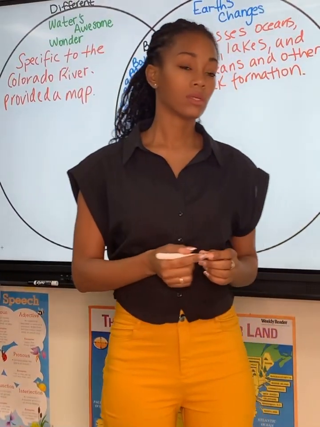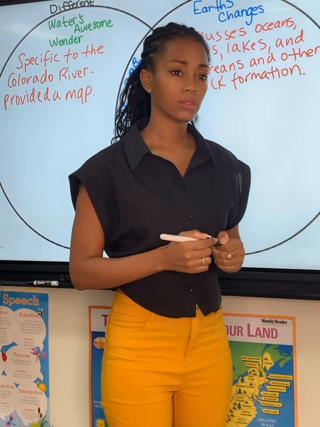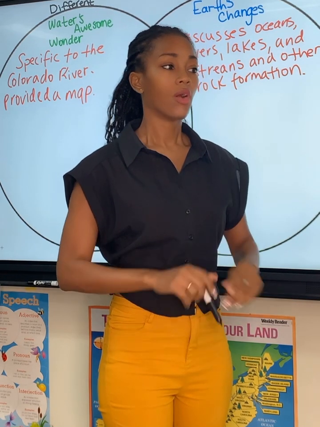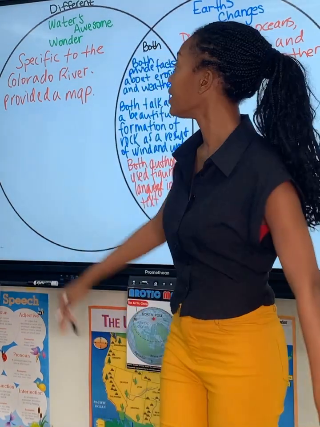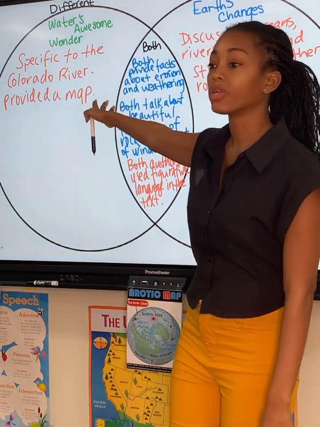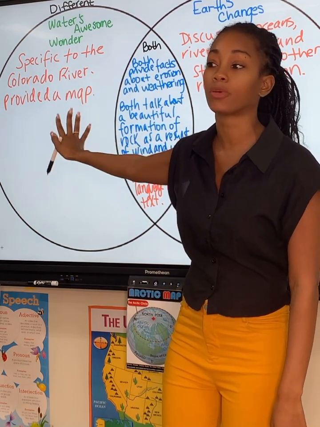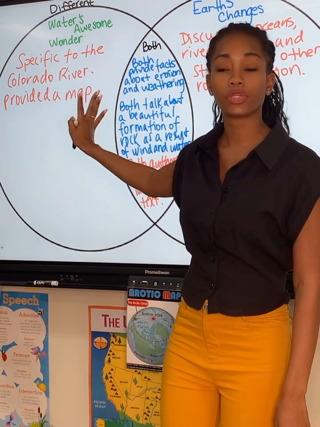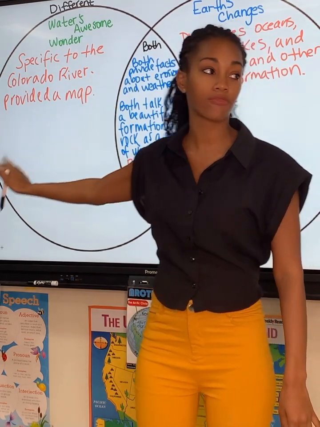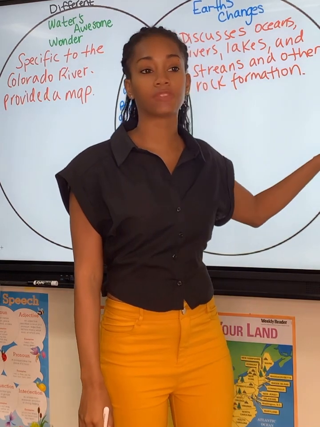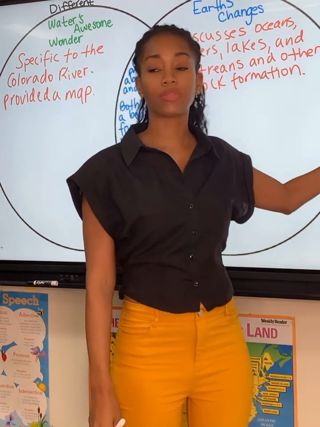Yes, very good. Water's Awesome Wonder was to persuade the reader, and Earth Changes was to inform the reader. Okay, so as far as the author's purpose, Water's Awesome Wonder, it was giving us some facts, but its main goal was trying to persuade us to go to the Colorado River to see this canyon formation. And in Earth Changes, it was mainly just giving us facts and information about the Earth.